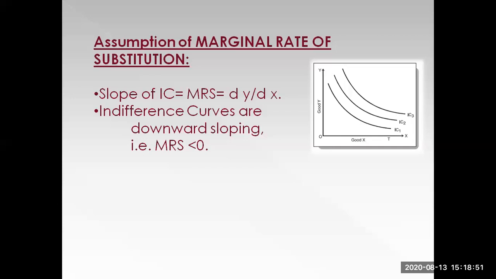We'll talk about those in our future videos, but for the time being, assuming the goods are normal and that consumers usually prefer more of these goods, as per the axiom of non-satiety, we will assume that these indifference curves are downward sloping, and in other words, we will assume that the marginal rate of substitution is negative.